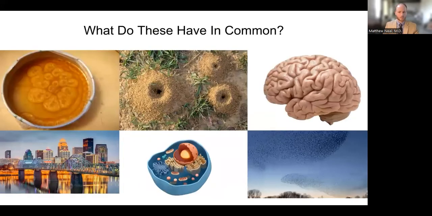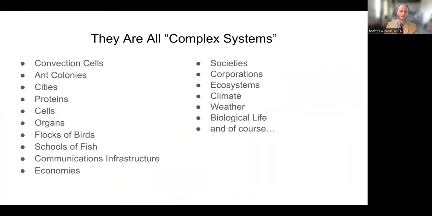And now we'll just take a moment and pose the question: what do these things have in common? We've got a boiling liquid, an ant colony, a brain, a city, a cell, a flock of birds. Well, they are all complex systems. Convection cells and boiling liquid, ant colonies, cities, proteins, cells, flocks of birds, communications infrastructures, power infrastructures, economies, societies, corporations, climate, weather, and of course, the brain.